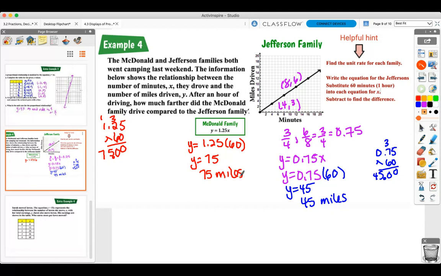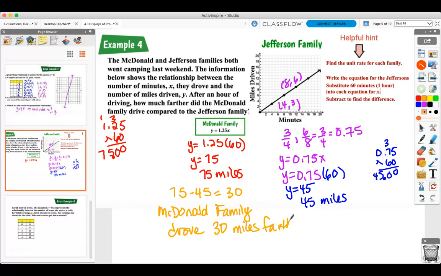So let's look at what the question is asking. How much farther did the McDonald family drive compared to the Jefferson family? They're asking for how much farther they went. And that means you have to subtract. So 75 minus 45 equals 30. So the McDonald family drove 30 miles farther than the Jefferson family.